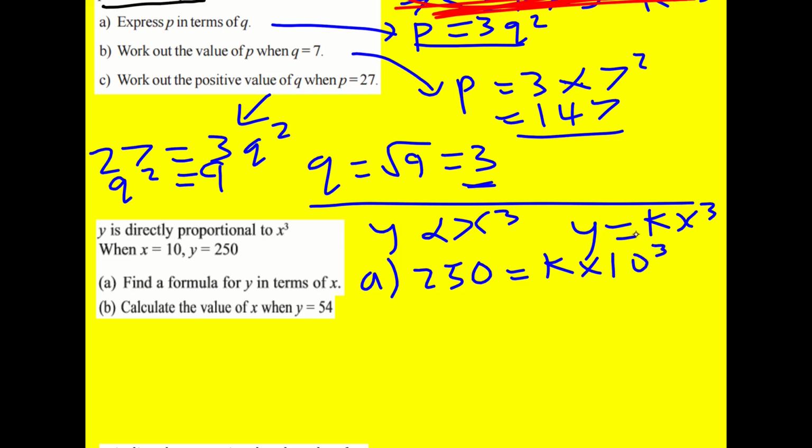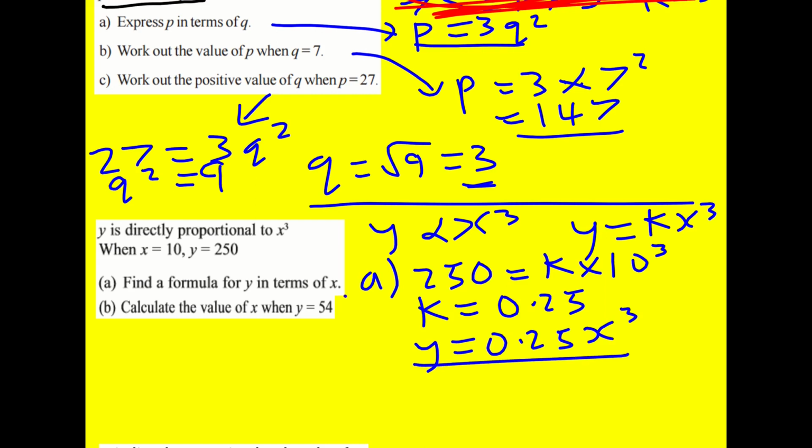That's going to be 1,000. I'm going to divide through by 1,000. I'm going to get k equals 0.25. And my final answer is then going to be y equals 0.25 x cubed. I have managed to get a formula for y in terms of x.